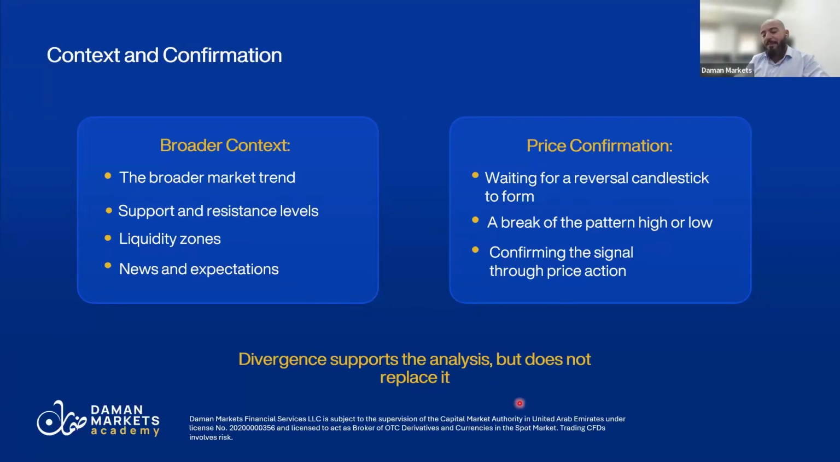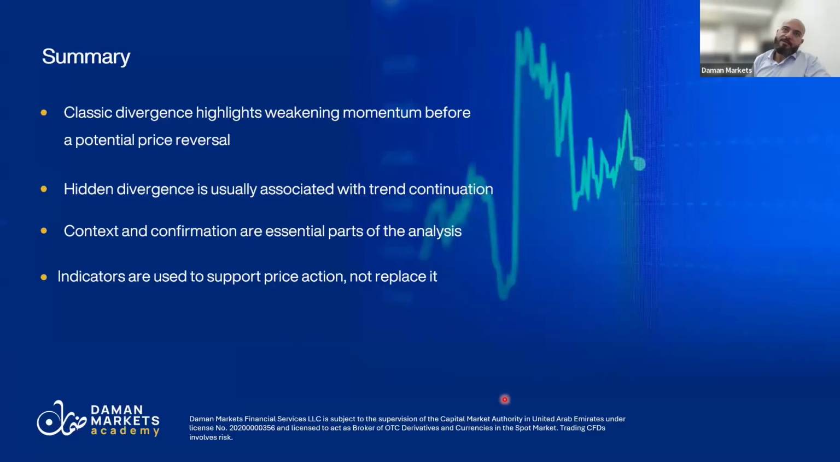And that's it. Classic divergences highlight weakening momentum before a potential price reversal. Hidden divergences allow us to trade the continuations of a trend rather than the reversals of the trend. Context and confirmation are an essential part of the analysis, and indicators are used to support price action, not replace it.